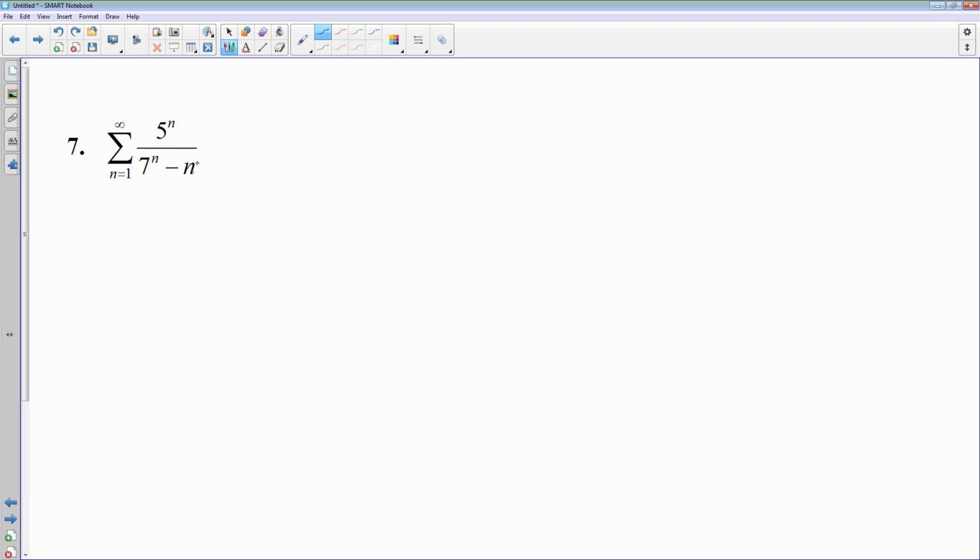Looking at this, I got excited at first because it looks almost geometric. And geometric series are nice because if your ratio is less than 1 or greater than -1, then you have a convergent series. The problem is this minus n in the denominator throws off that geometric aspect. It's not straight up geometric. It's just very close. So I'm going to compare this to the geometric series 5 to the n over 7 to the n, which could be rewritten as 5 over 7 all to the n, which I know converges. That converges because the absolute value of the ratio is less than 1.